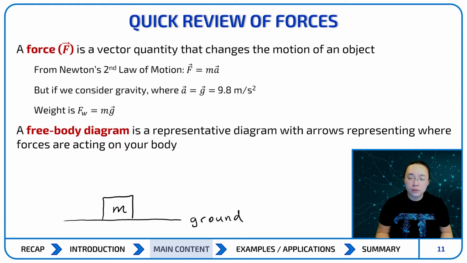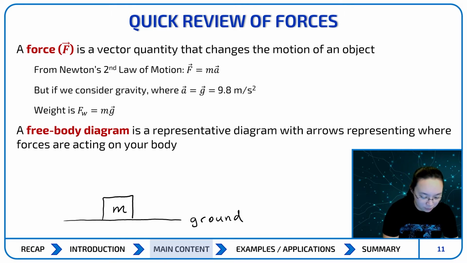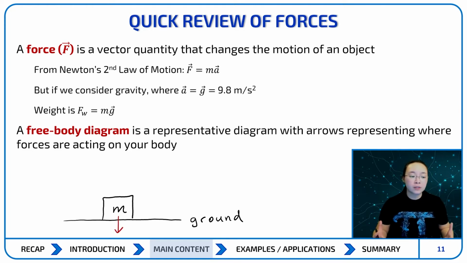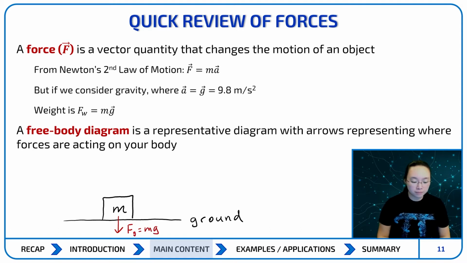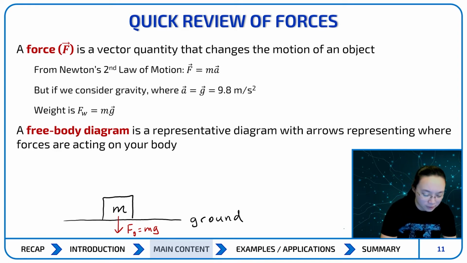And in terms of what this object experiences in terms of forces, there are several things. Number one, there's the force of it pushing down on the ground. That's going to be Fw, which I've named here. It could be Fg as well. That's equal to mg. Next, you also have the ground pushing back up on the object. So you have N, which is called the normal force.